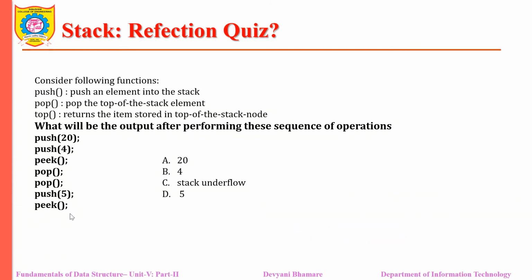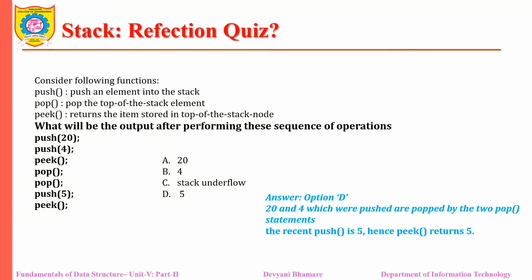So this is another question. What is happening here? We are performing push. 20 is pushed, 4 is pushed. Peek means we get only the value 4. Pop means 4 is deleted. Pop, 20 is deleted. Push 5 is there. And when we say peek, then what happened? We are getting the answer 5. The peek returns the value 5.